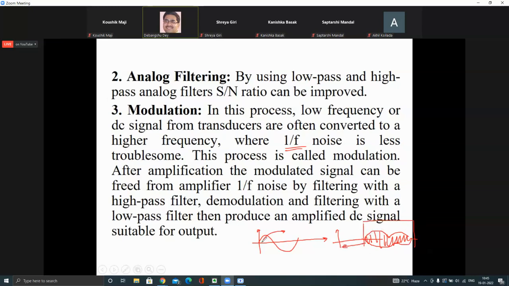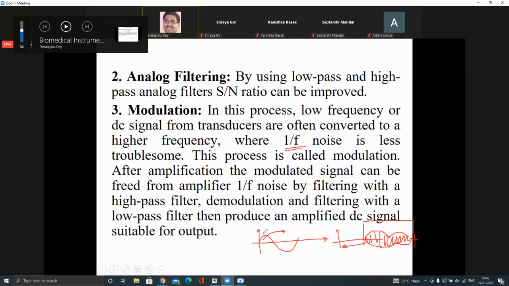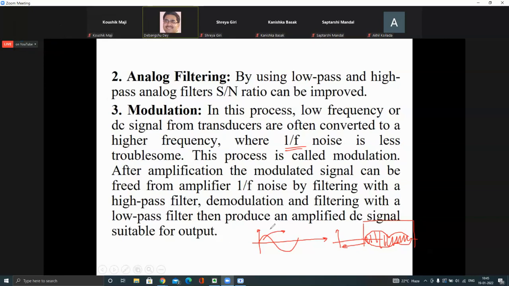Otherwise, say your signal is low frequency, your noise is low frequency. If you apply a filter of low frequency, then some part of the signal will be eliminated. So if you modulate the signal, then filter it, the 1/f noise can be eliminated. Tell me whether you understood this idea.